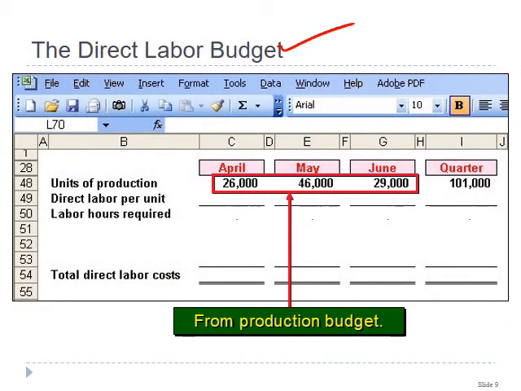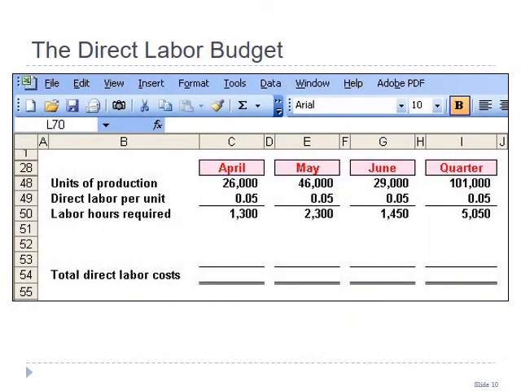In order to meet the direct labor budget, we know that the units required to be produced are: April 26,000, May 46,000, June 29,000. So you just multiply by 0.05. How many hours are needed? To make this many units, each unit takes 0.05 hours. So to make 26,000, 1,300 hours are needed, right? And what is the direct labor cost?